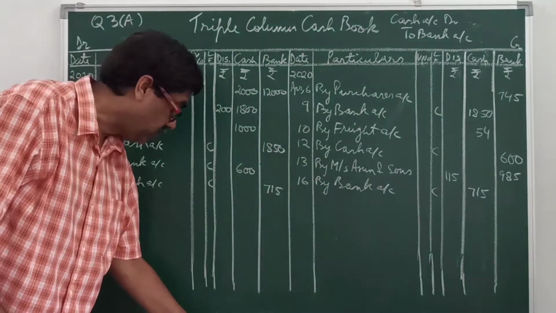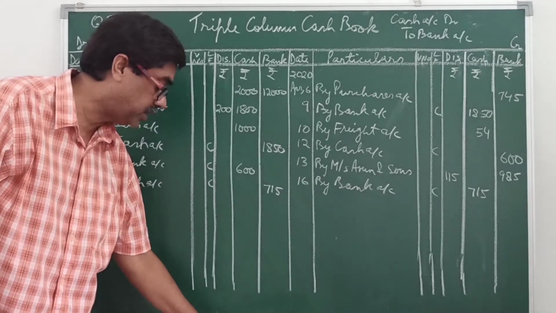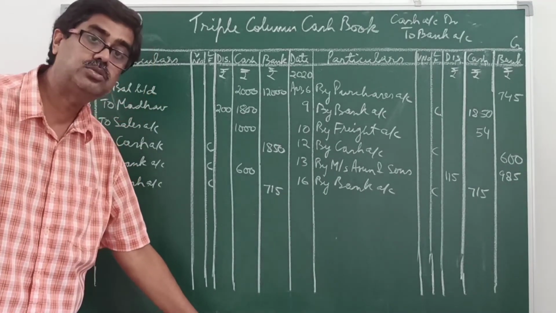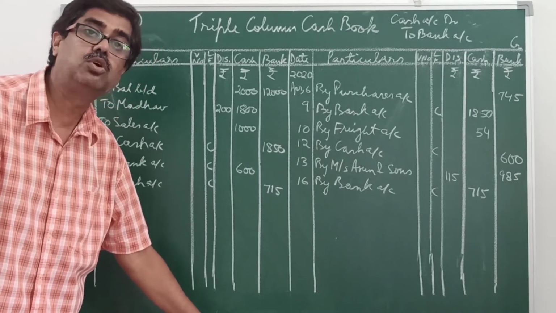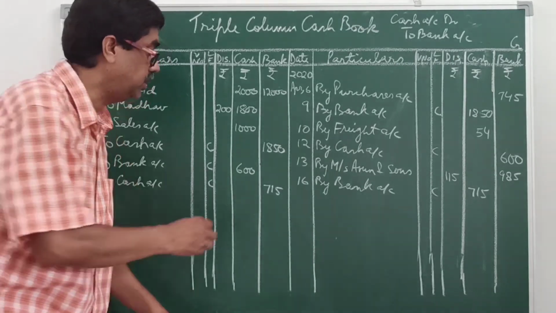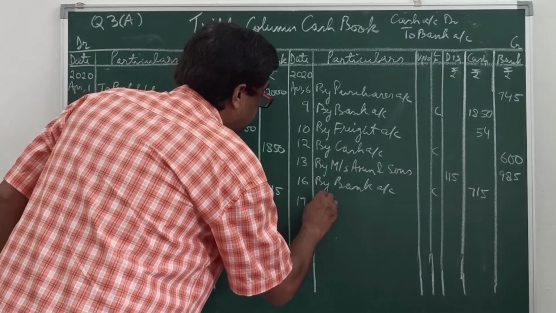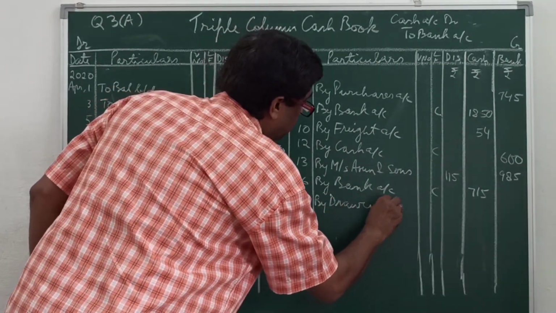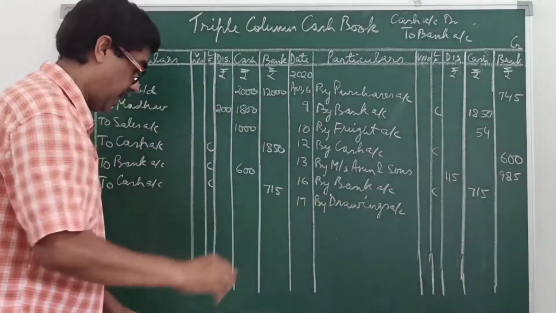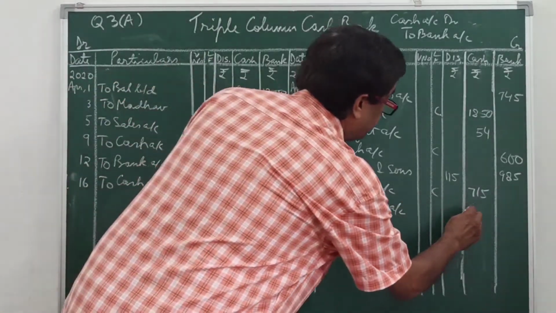Then you have drew cash for his son's birthday party, rupees 175. That means withdrawn cash from the business, and it is for personal use. So you open drawings account. 17. Cash is going out by drawings account. Which column? Cash column. 175.